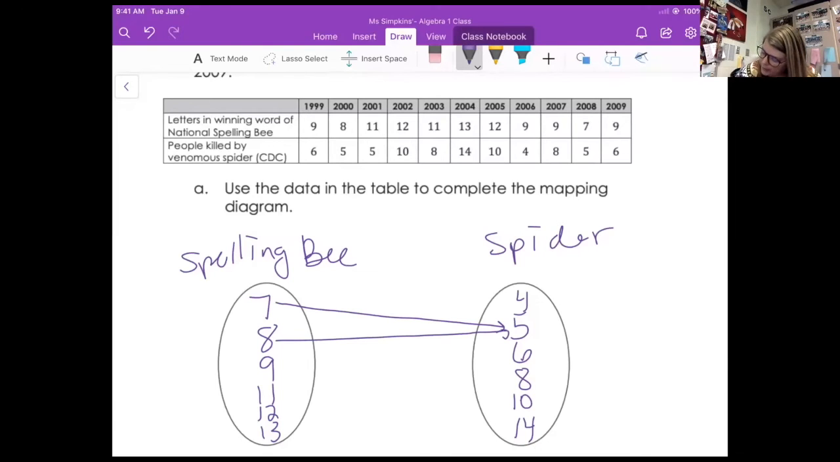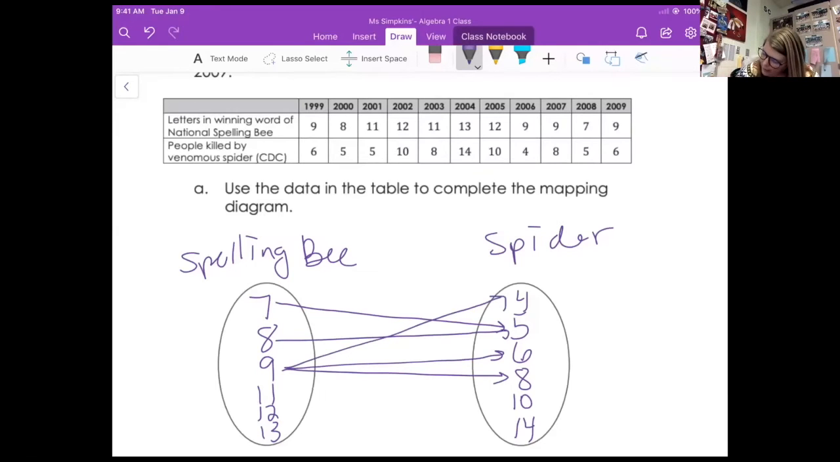9 goes with 6. 9 also goes with 4. 9 also goes with 8. So we're going to draw multiple lines from 9. And then the last one, 9, goes with 6 again. We're not going to draw that one again. We'll just leave it as one line.